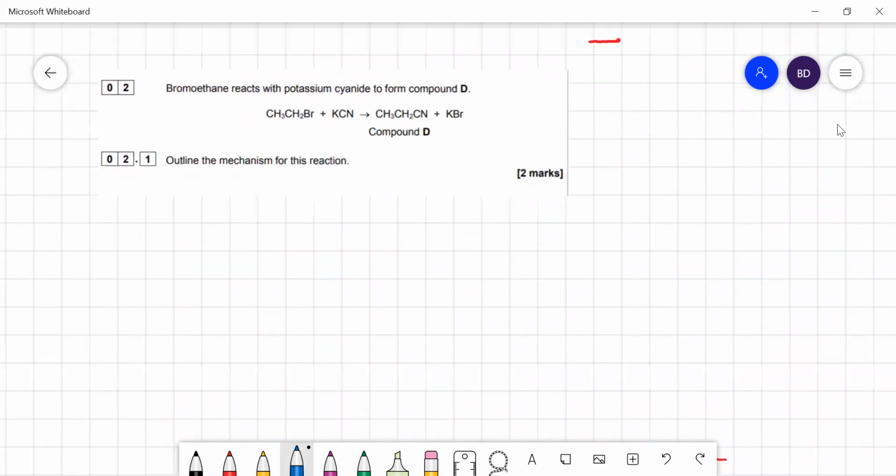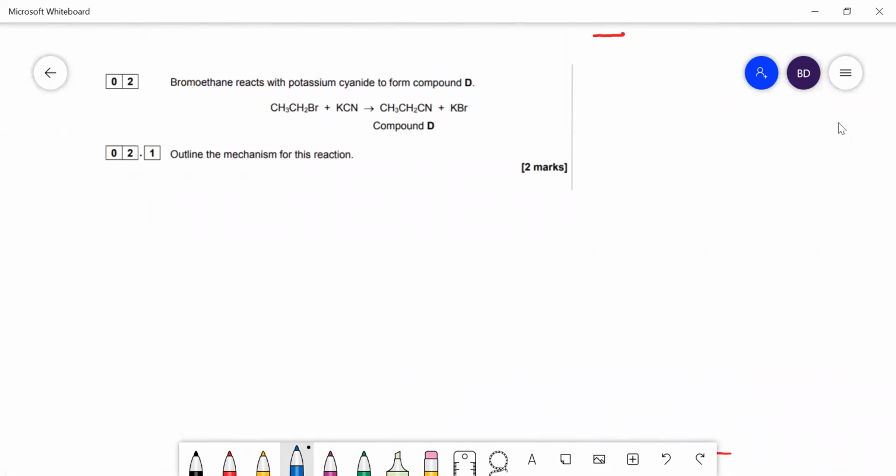Right, 2. Bromoethane reacts with potassium cyanide to form D. Outline a mechanism for this reaction. Okay, so we don't actually draw the potassium ion because that's just a spectator ion. That's a pretty common mistake. You see some people trying to draw in the potassium ion. Leave that alone. You just want to have the cyanide ion, and you have a lone pair on the carbon that's going to attack. Cyanide is a nucleophile, so let me just draw.